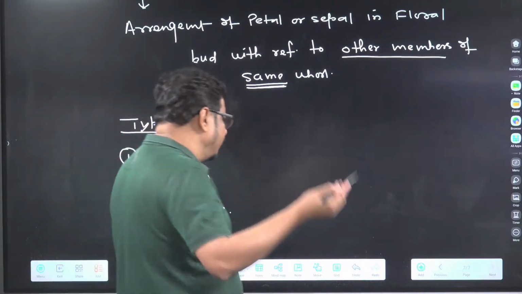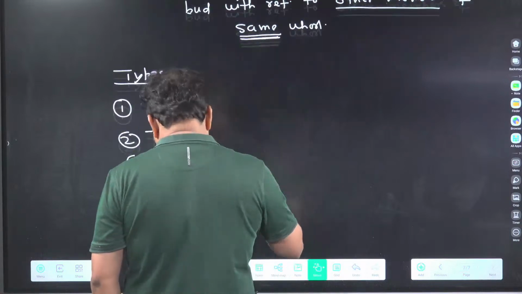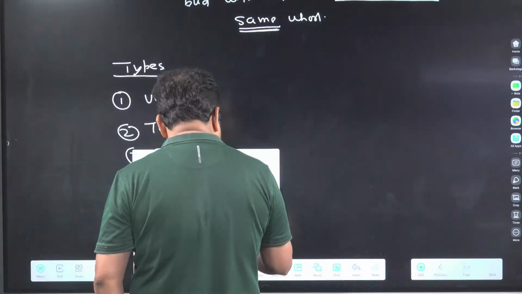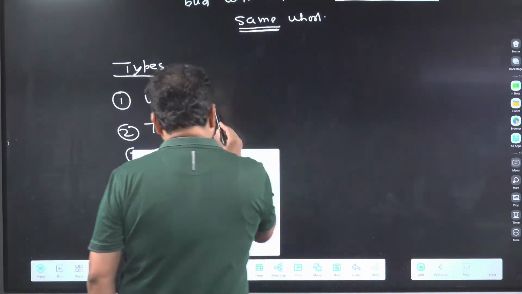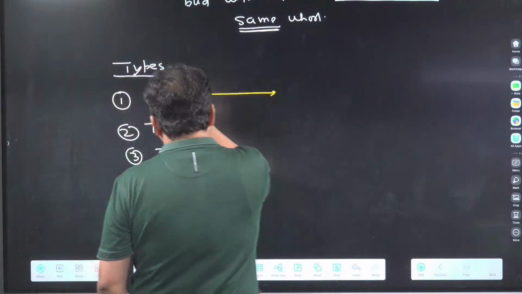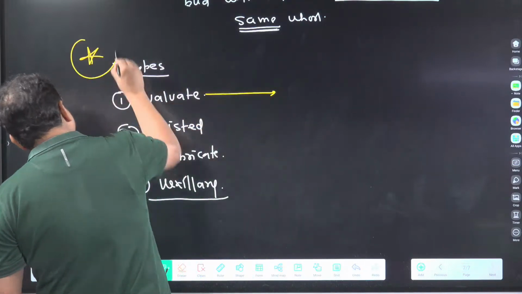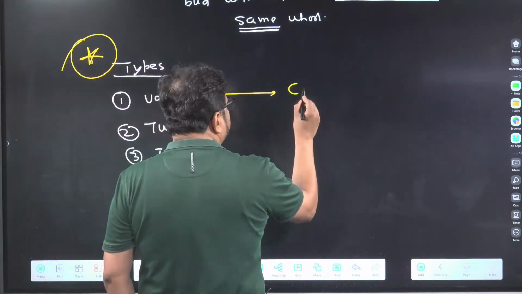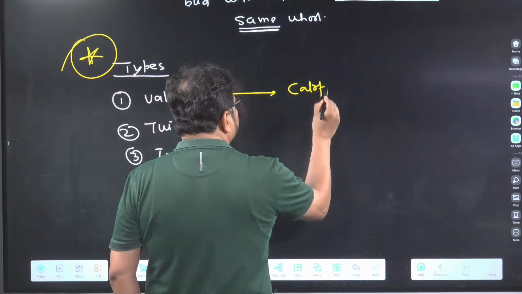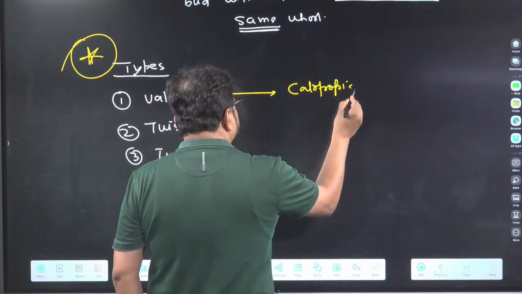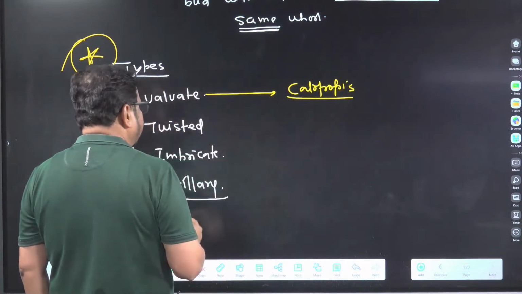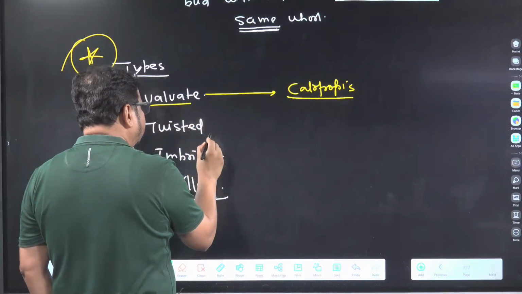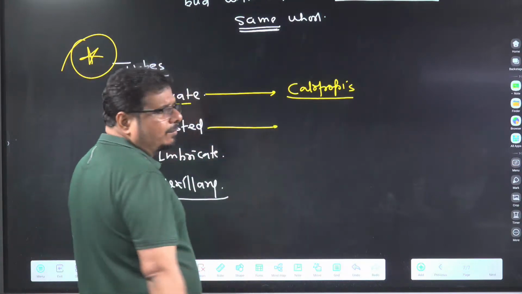See, in 2-3 minutes it is going to finish. So please help me with examples. It is a very important area from where questions are asked. So which example? Calotropis in valvate. I will talk about valvate, don't worry. If we talk about twisted, what is the example?